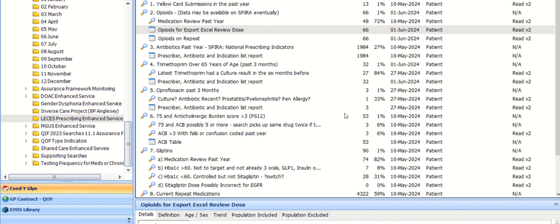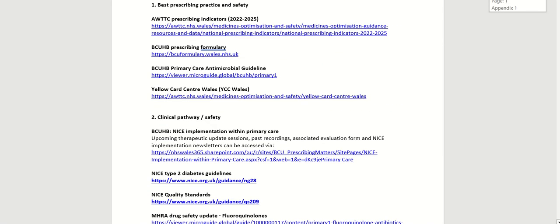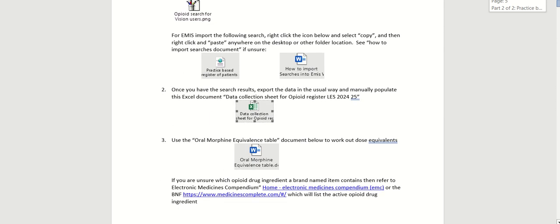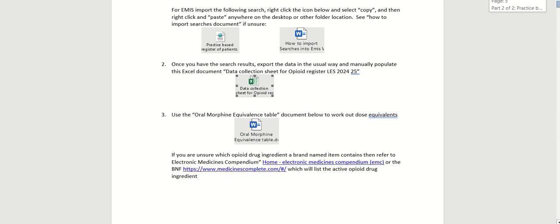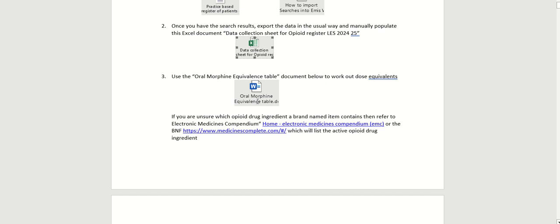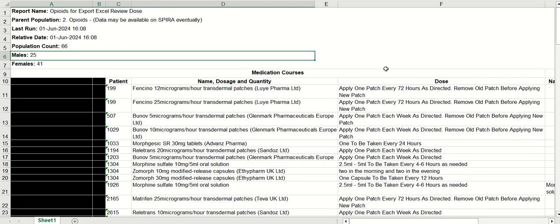It is worth noting there's a very useful appendices for this, and in this it's got various searches you can use if you want. I've done slightly different ones for mine just to help look with oral equivalents. And so if I'm looking at my patients, there's the export to look at those, and I'll show you how that looks when you export it to Excel and save it to your dashboard.